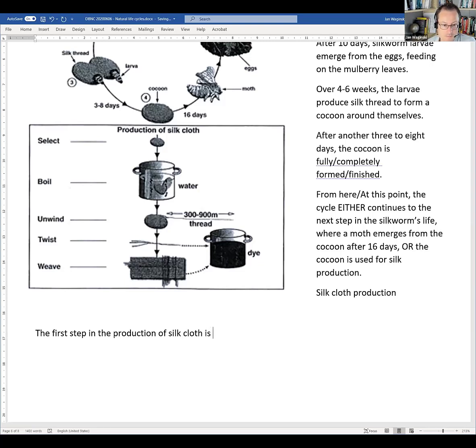Boiling in water. We'll say in water because you can boil stuff in lots of stuff. Just says water. Okay.